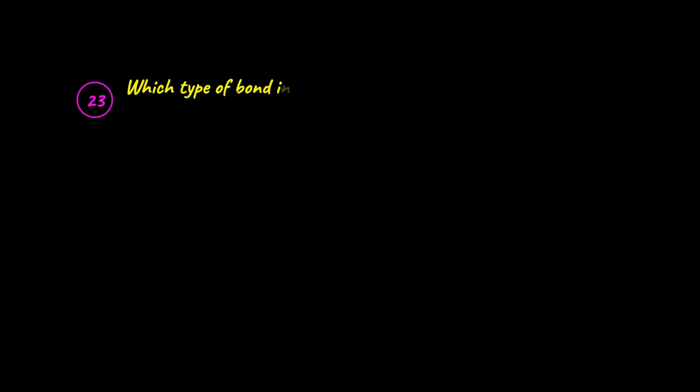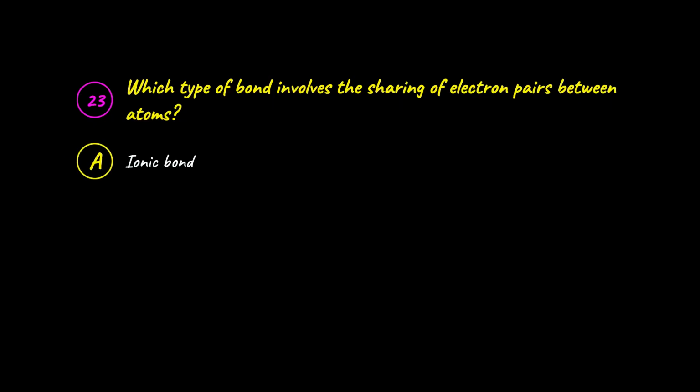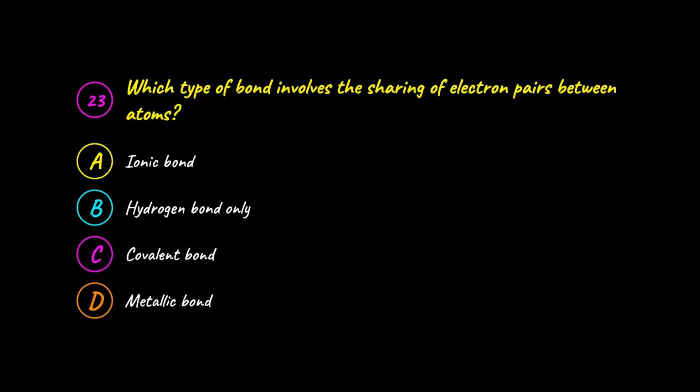Question 23. Which type of bond involves the sharing of electron pairs between atoms? Your options are A. Ionic bond, B. Hydrogen bond only, C. Covalent bond, D. Metallic bond. Don't overthink it. Which one feels right?